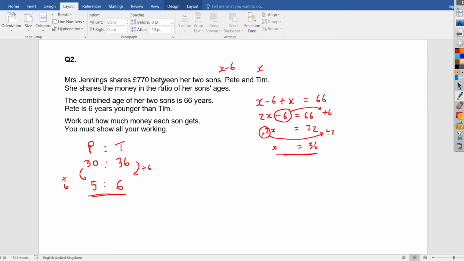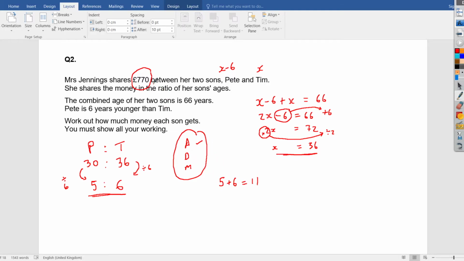Now we're going to share £770 in the ratio 5 to 6. So when we share in ratios, we stick to the three rules that I'll call ADM, which stands for add all the parts, then divide the money by the parts, and then multiply out the parts. So let's do our first step here. Let's add the parts. We've got 5 plus 6 gives me 11 parts. Okay, so we've done that one.